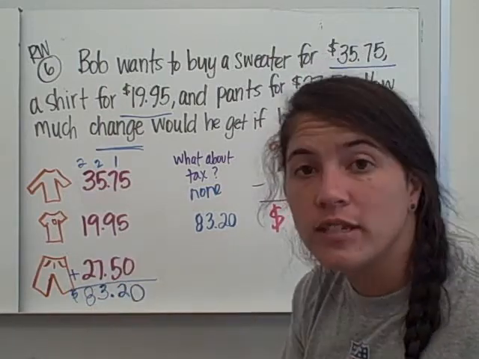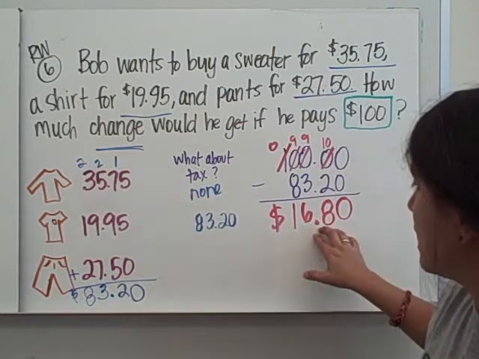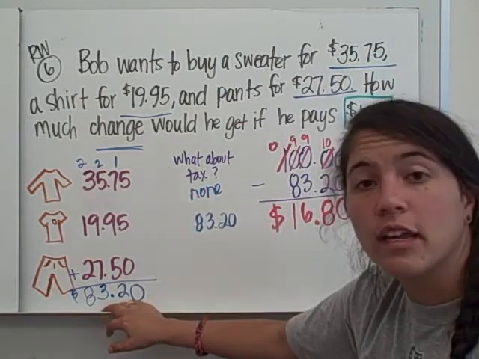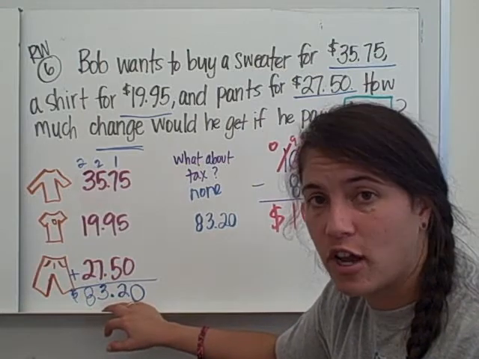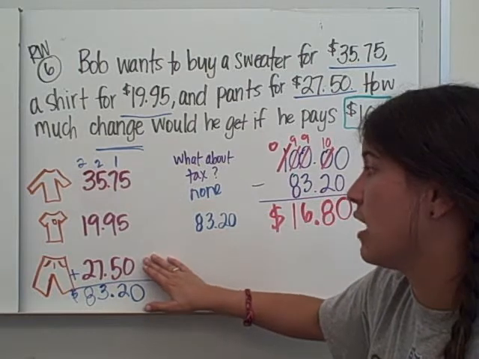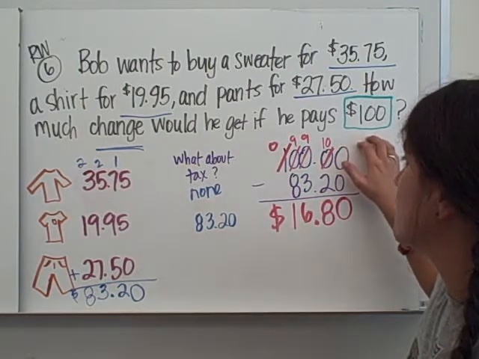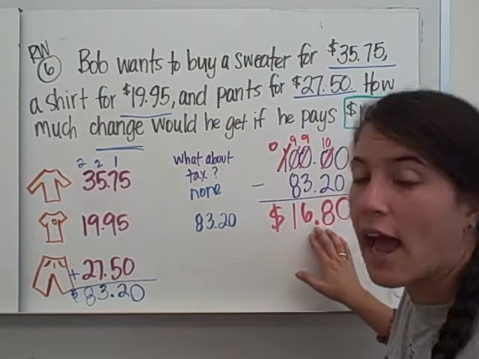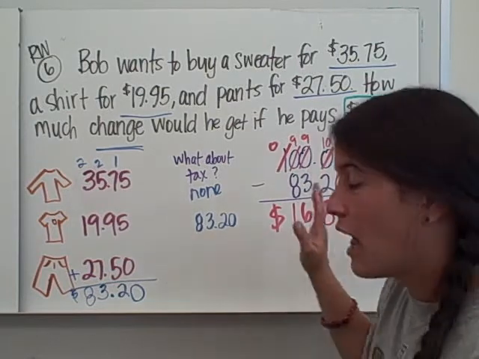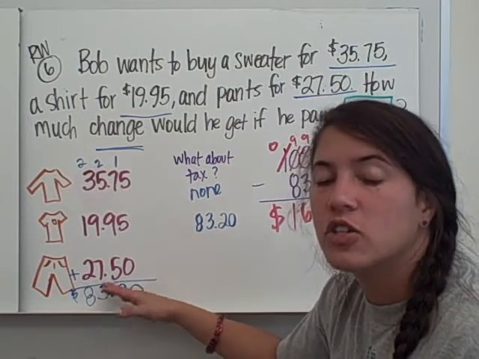There are a couple of ways that you could check your work. You could add up $16.80 and $83.20 to make sure that equals $100. You could add up $16.80 plus these 3 and make sure it's $100. Or you could take $100, subtract $16.80, and then that should leave you with $83.20. So there's a lot of different ways to check your work.